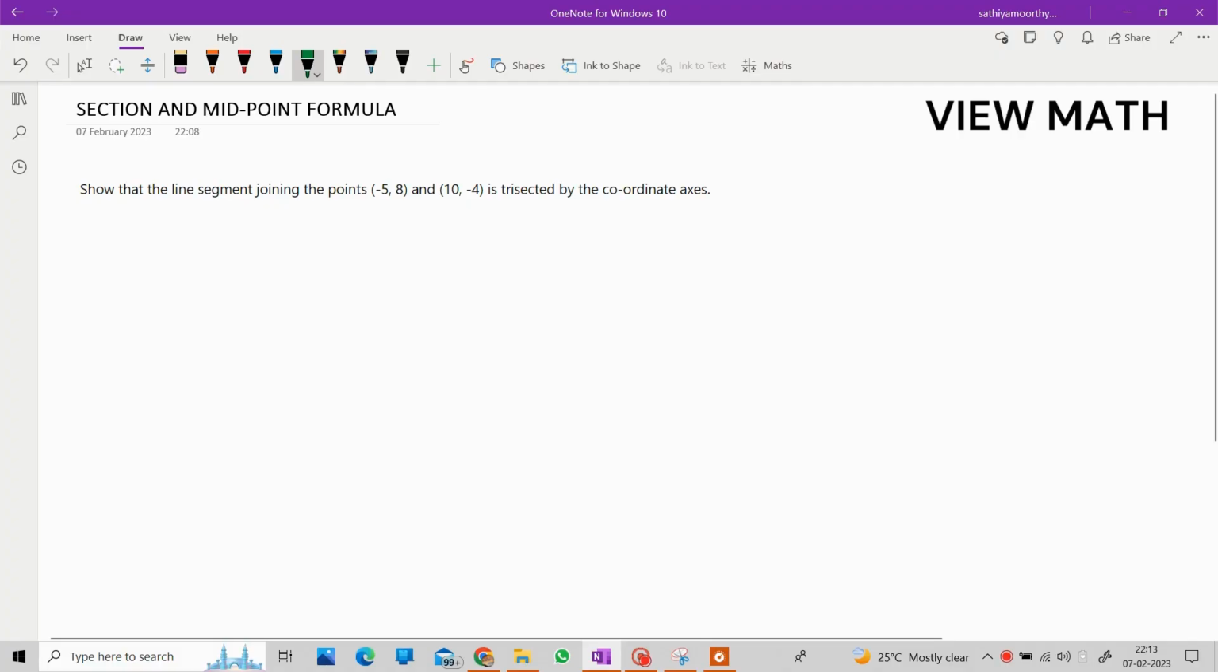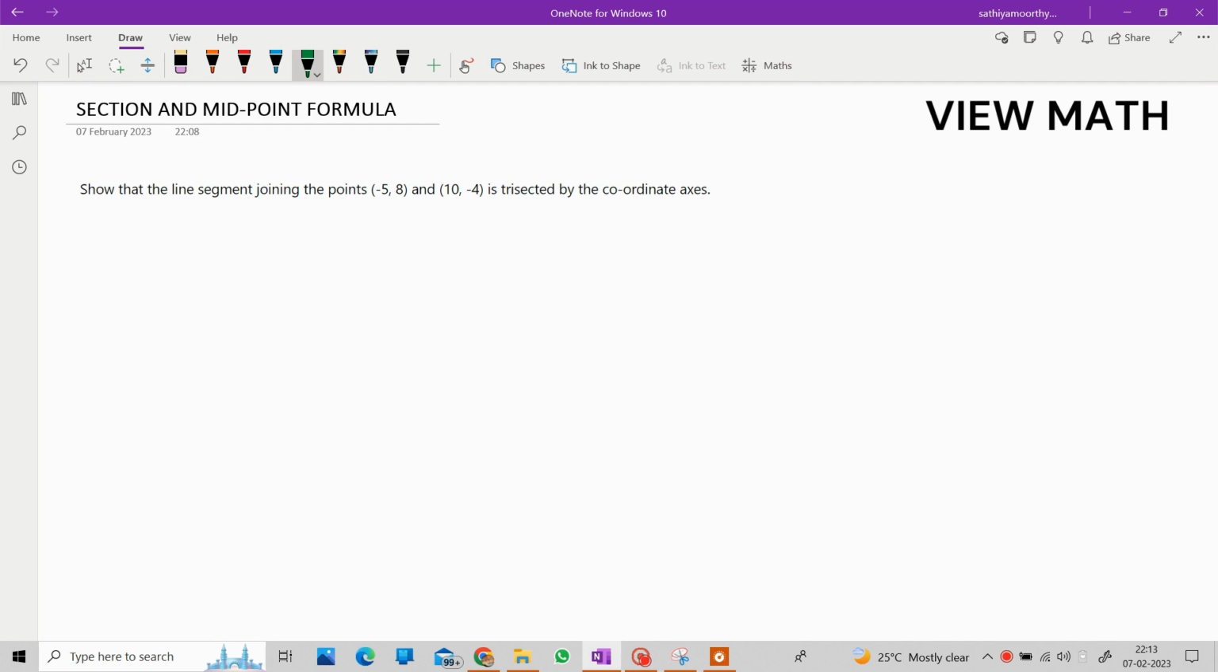Now let's see the next problem. Show that the line segment joining the points (-5, 8) and (10, -4) is trisected by the coordinate axes.